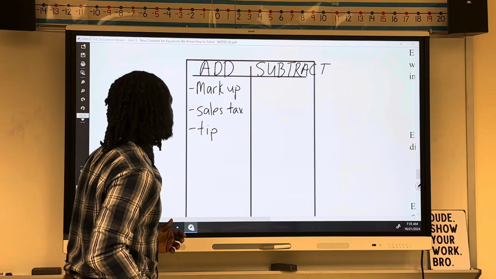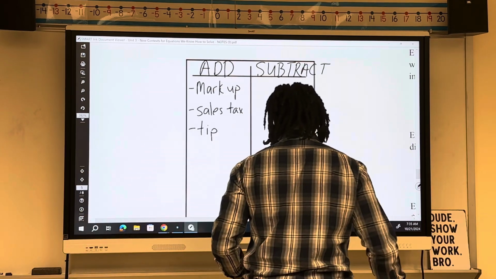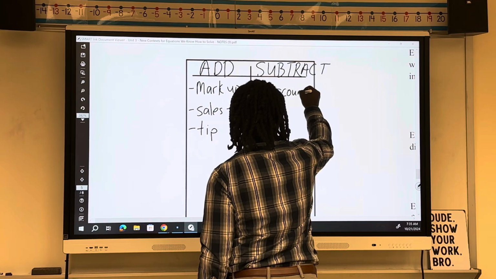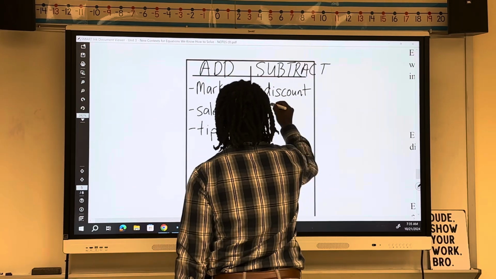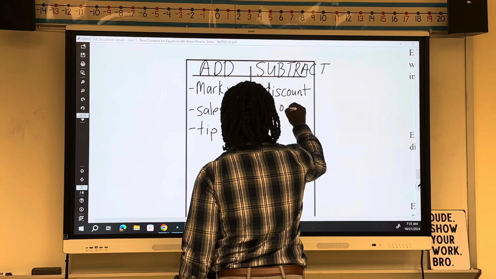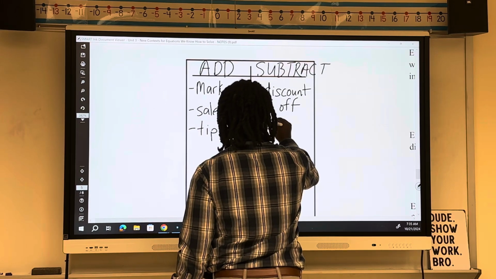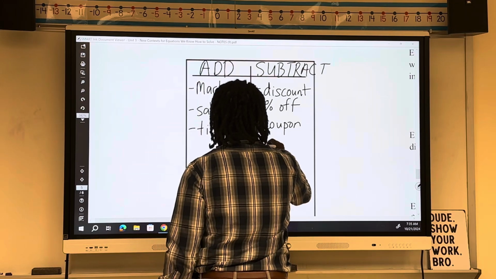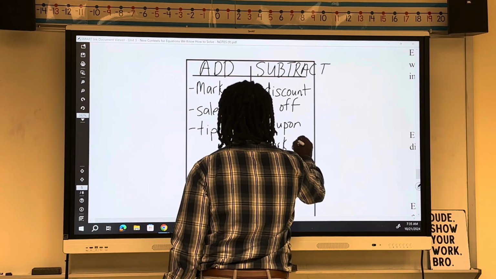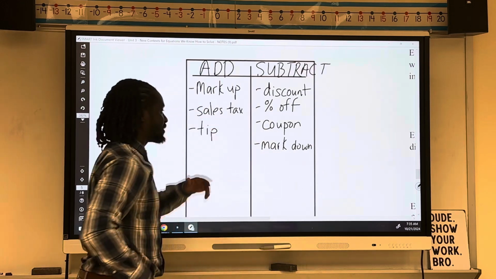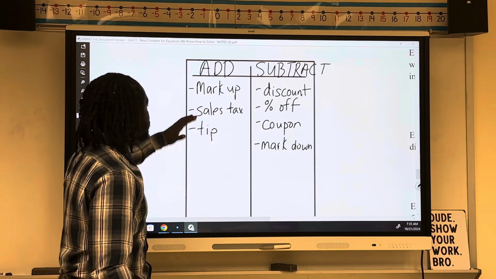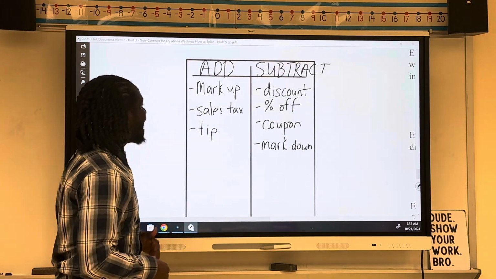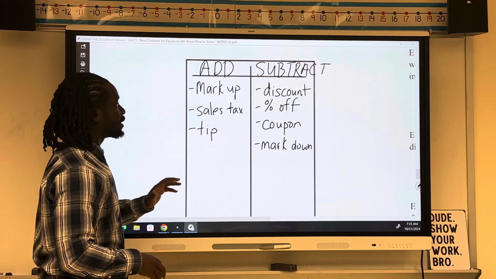For the subtract, some of the key words are discount. You might see percent off. You might see the word coupon. In some cases, you might see marked down. This is really an old term. It's just the opposite of markup. So here are some of the words. Now, if there are others that I left off, make sure you add those to your list.